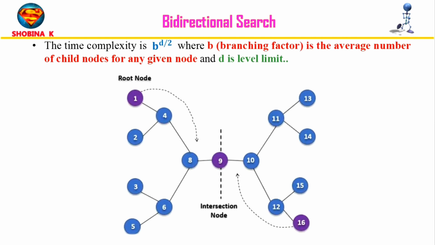The time and space complexity of this algorithm is b to the power d by 2 because we execute two search operations. So for each search, the total complexity would be b power d by 2 plus b power d by 2, which is far less than b power d.